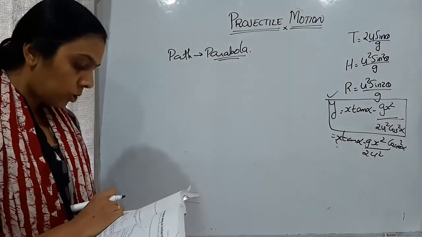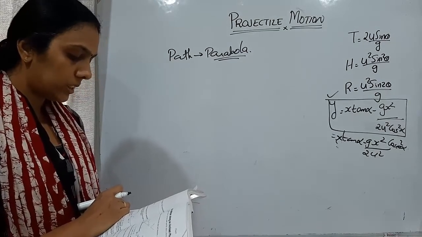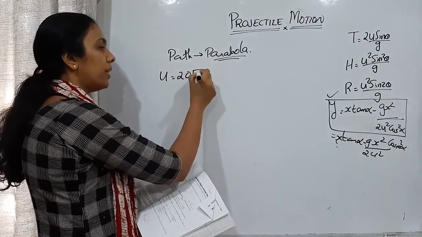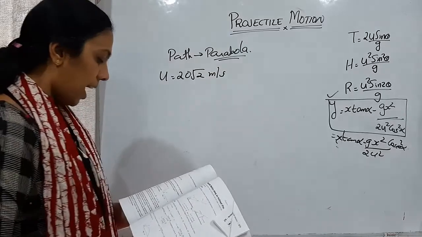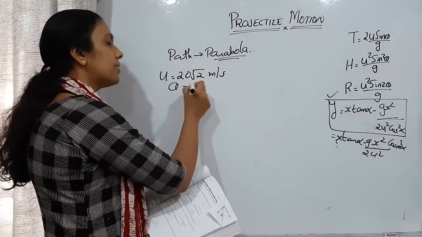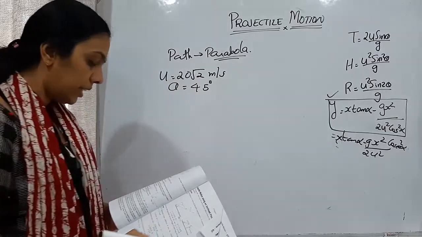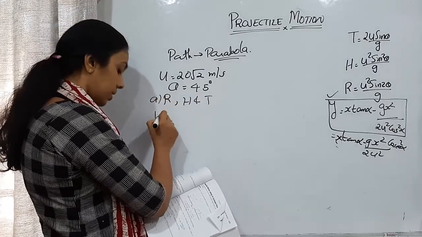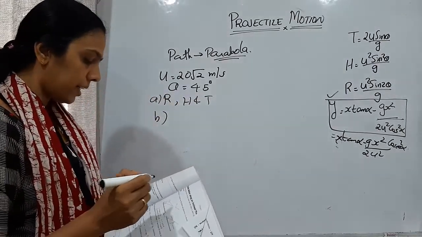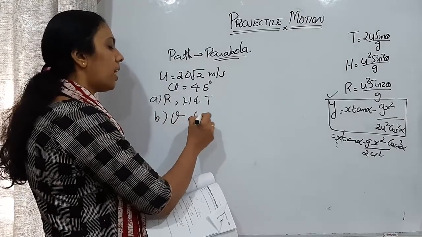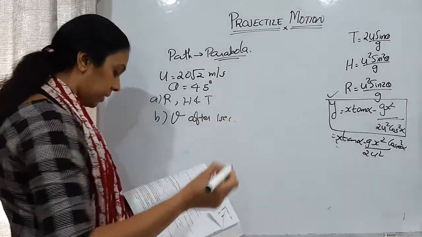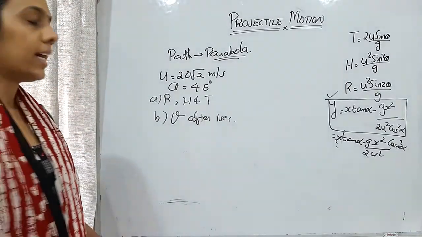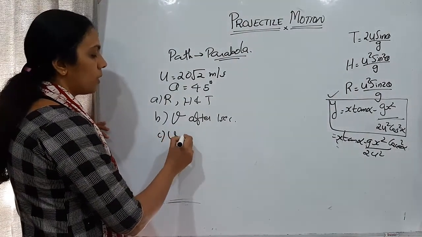A particle is projected from the ground with initial velocity u equals 20 root 2 meter per second at 45 degree, theta equals 45 degree, with the horizontal. We need to find R, H and T. This is the first question. Second, the velocity of the particle after 1 second. Then the velocity of the particle at the time of collision with the ground.